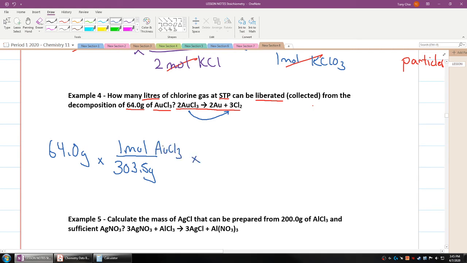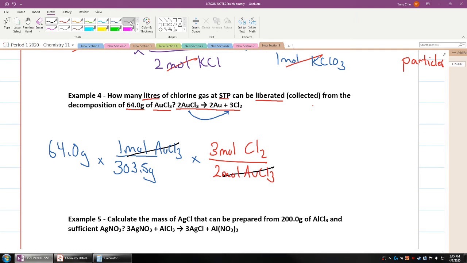Now I want to cross the mole bridge because I'm in step number 3, which is to cross the mole bridge from my gold 3 chloride to chlorine gas. My mole ratio here ends up being 3 moles of chlorine gas over 2 moles of AuCl3. And as you see, your moles of AuCl3 will cancel each other out.